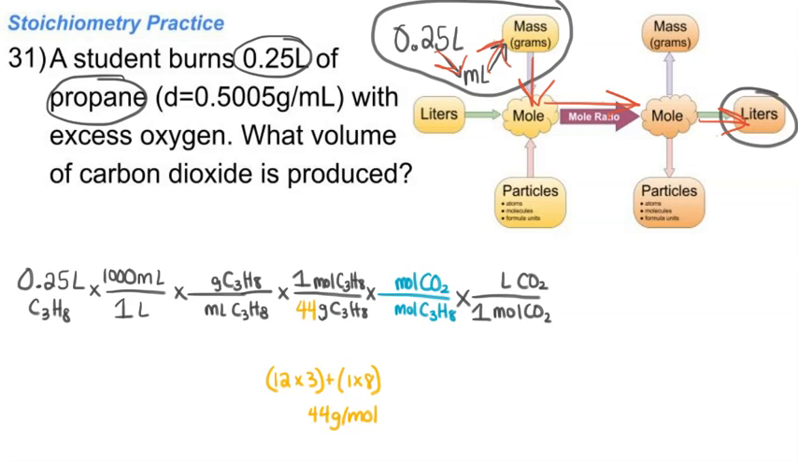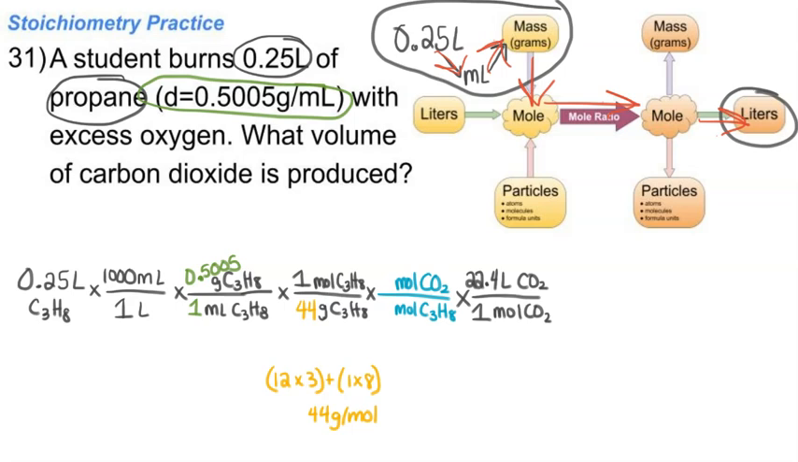I know that 1 mole of carbon dioxide will always fill 22.4 liters, so I can fill that one in easily. And then I know that my gram to milliliter conversion is going to come from my density value, which is provided in the problem. So there are 0.5005 grams in every 1 milliliter of C3H8. And then last but not least, my mole to mole ratio is going to come from the chemical reaction, which we actually forgot to write down to start, so we'll need to do that now.